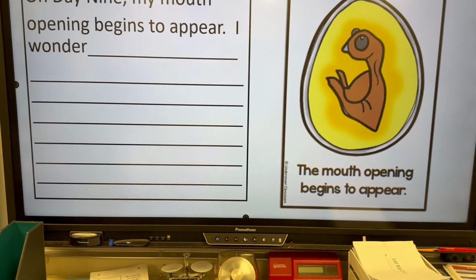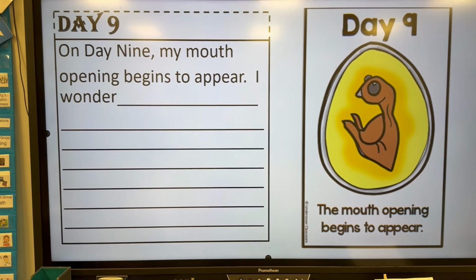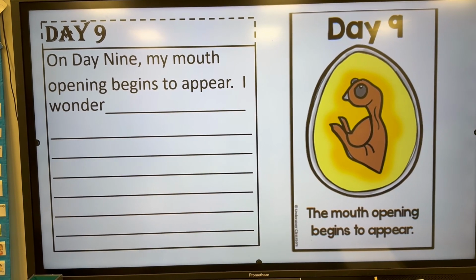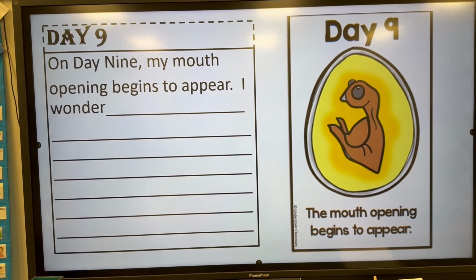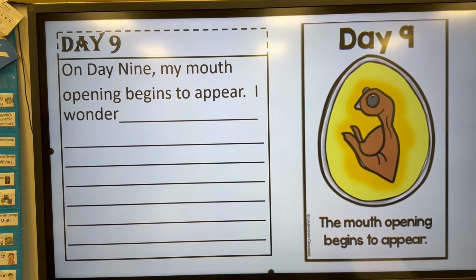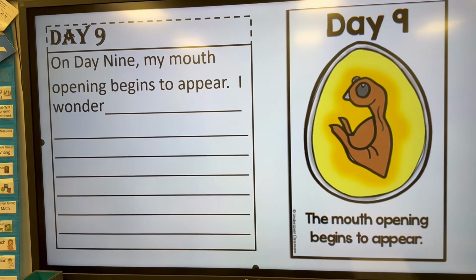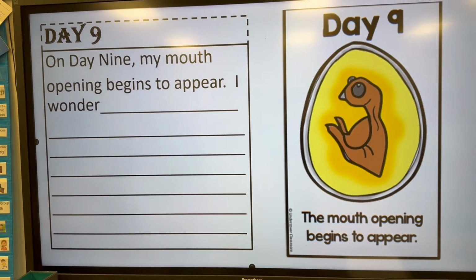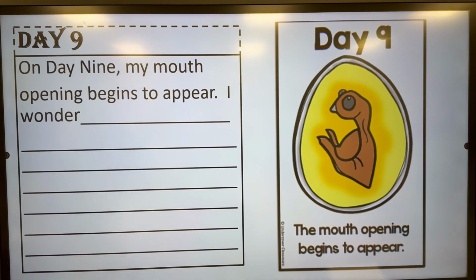Our writing says, on day 9, my mouth opening begins to appear and I wonder. So what is going to happen? What do you wonder about when the mouth begins to appear and that egg tooth begins to form? That's what our writing is going to be about today. Today is day 9. We have 12 days left. How exciting!